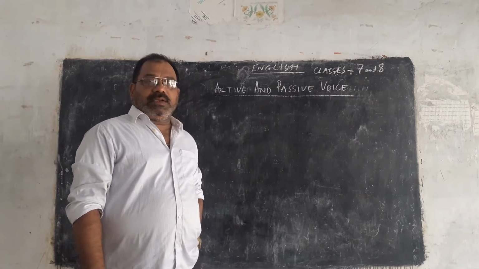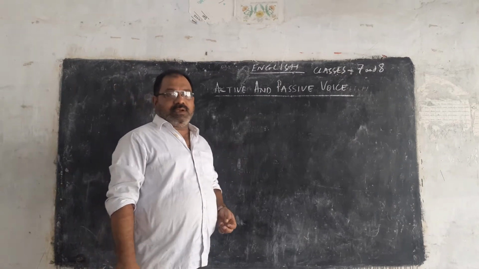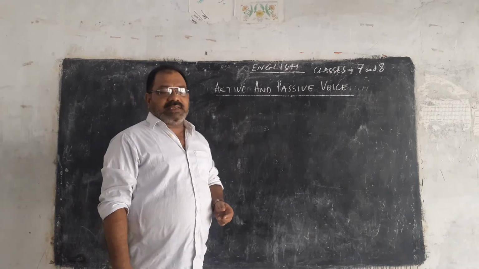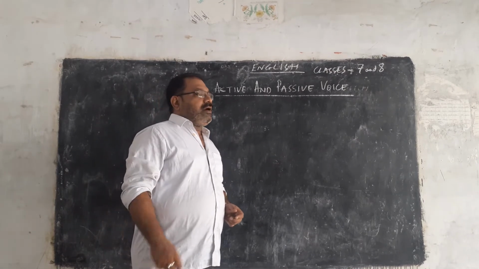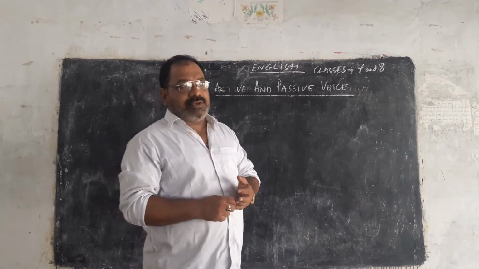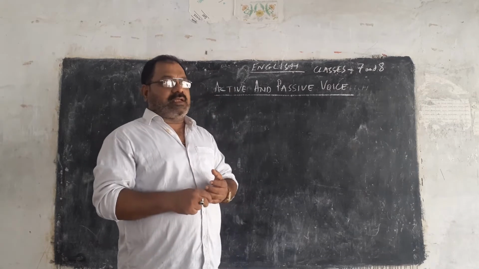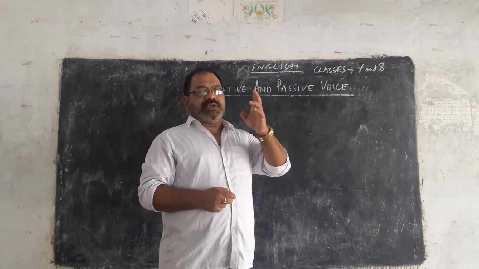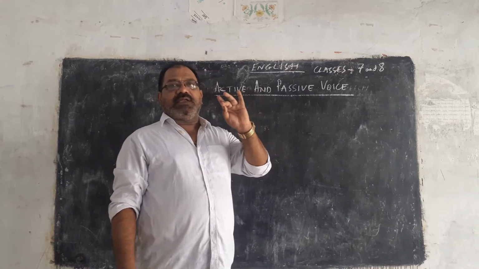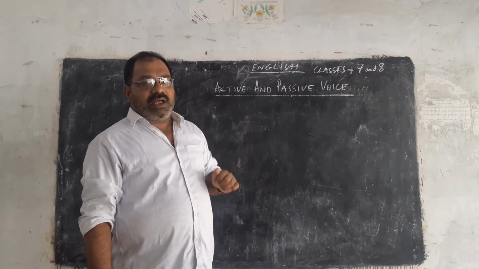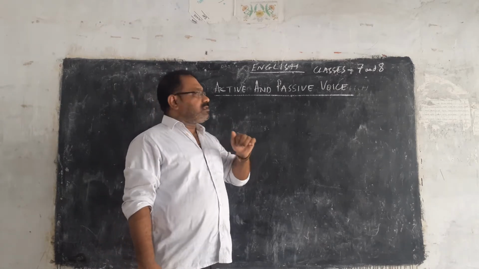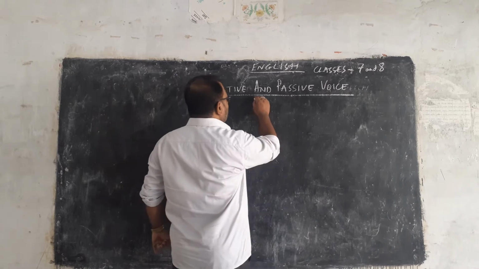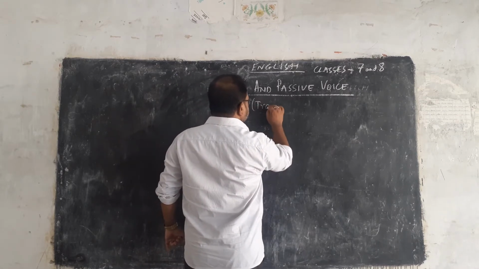Today I will make you understand the basics of active and passive voice. You should keep in mind, just put a flashback inside your mind: there are three types of verb: transitive verb, intransitive verb, and auxiliary verb. Only the transitive verb has got two voices. This active and passive voice, only the transitive verb has got two voices.